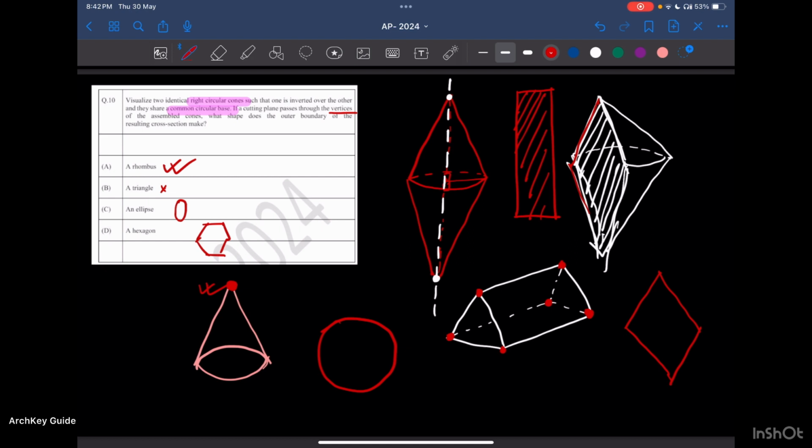Now tell me, if there had been an option E, a square, what would the answer have been then? Still a rhombus or a square? Do you know the difference between a rhombus and a square? The answer would still have been a rhombus because these angles are not 90 degrees. That's one of the differences between a rhombus and a square. Fine.